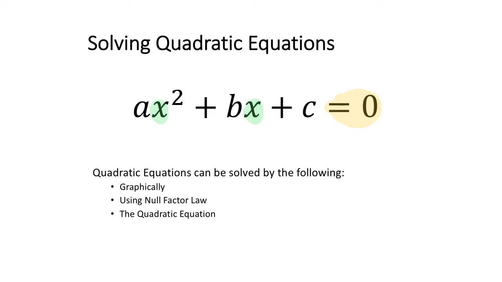We can solve quadratic equations by a couple of different methods. The first method is graphically, drawing a graph and determining what the x-intercepts are. We can use the null factor law, which says that if we are getting an answer of 0, then one of the factors that we are multiplying has to be 0. Or we can use the quadratic formula to work out our values of x. In this video, we're going to have a look at the quadratic formula.